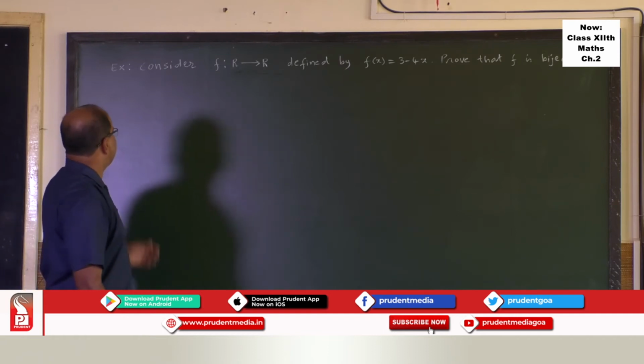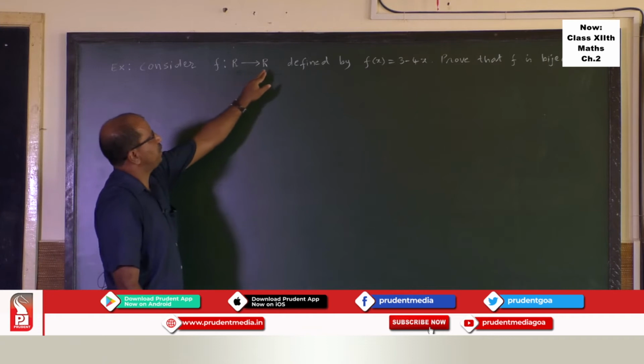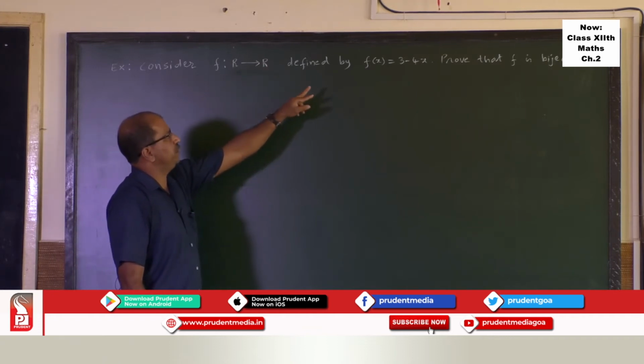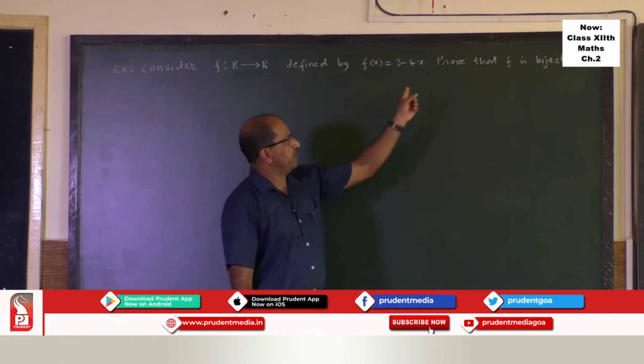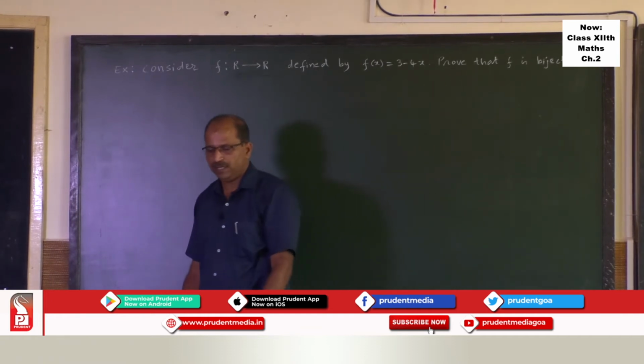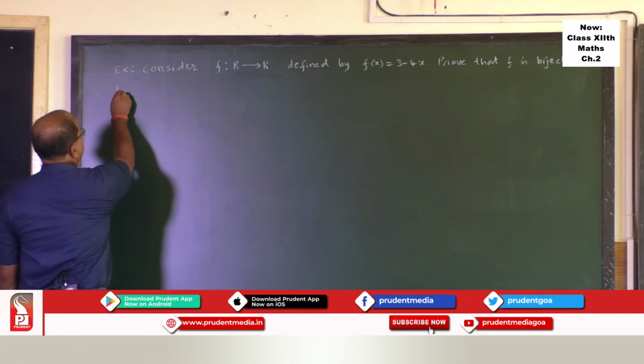Let us take an exercise here. Consider a function from real set to real set defined by f of x is equal to 3 minus 4x. Prove that f is bijective. I will solve this problem on the board. Solution.